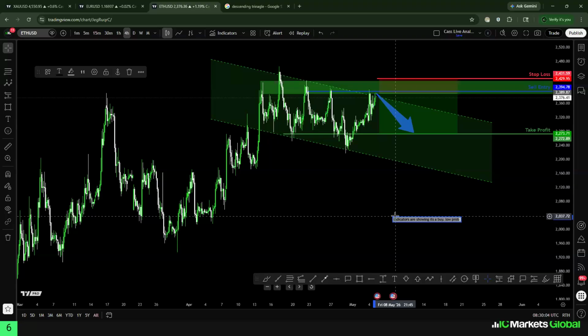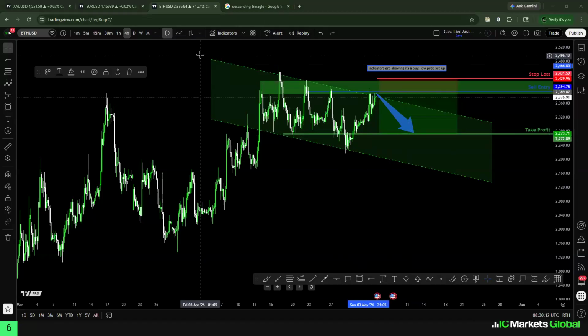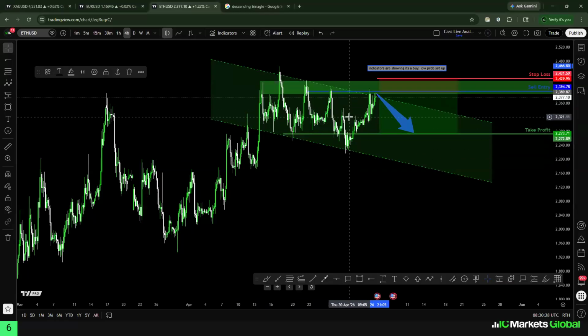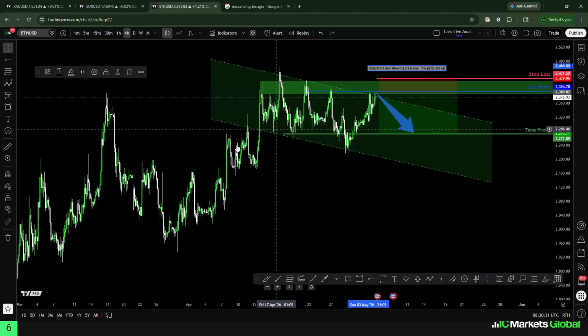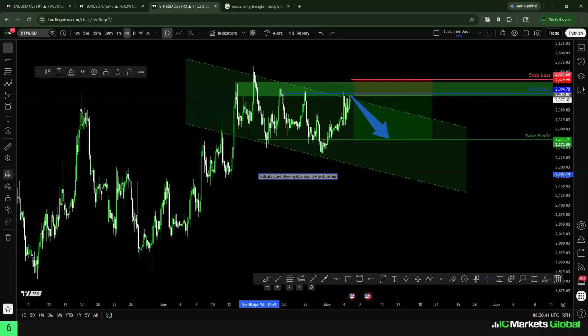Okay, guys, I spent time analyzing this, but when I pull out the indicators, using this cheat sheet, I use everything here: horizontal levels, channels, trend lines. And the other stuff I'm pulling out, stochastics, death and golden crosses, RSI, and whatnot, is actually showing me that it's a buy. So although the trend line is telling me it's a sell, the indicators are telling me it's a buy. Therefore, there's conflicting information making this a low probability setup. I think it's a sell, but I personally would not get into this setup.